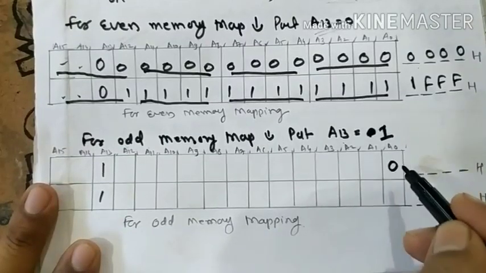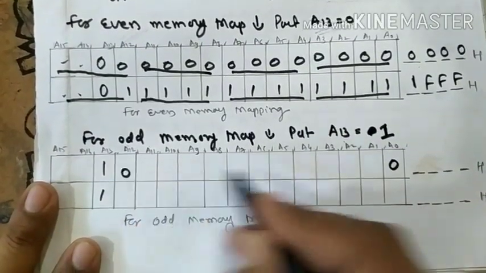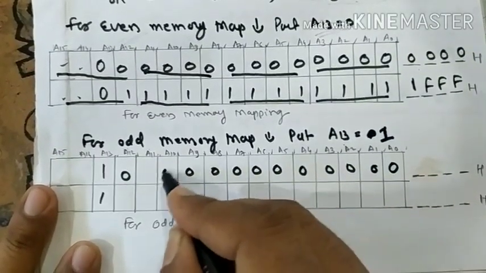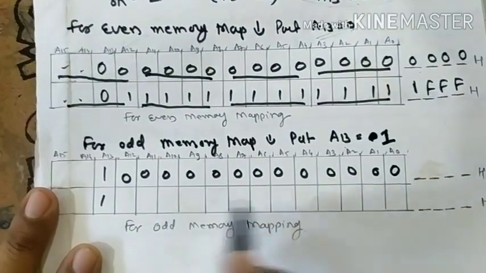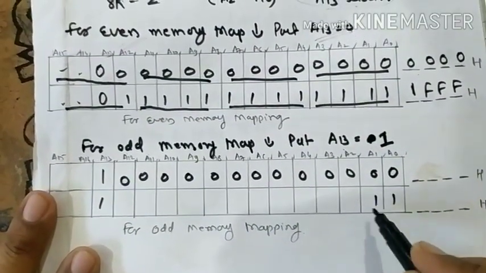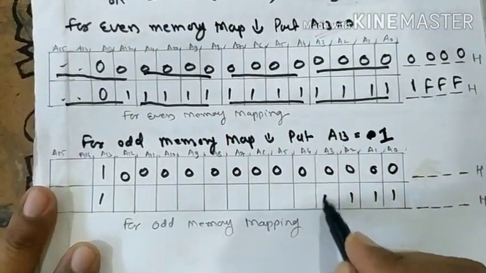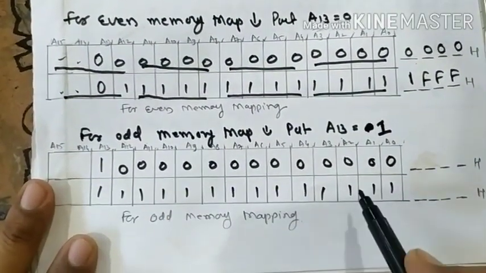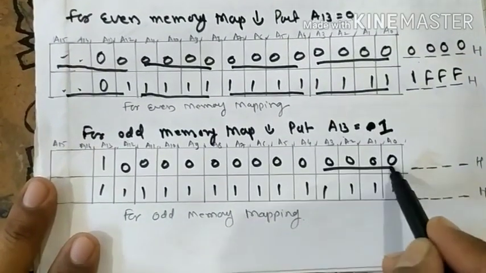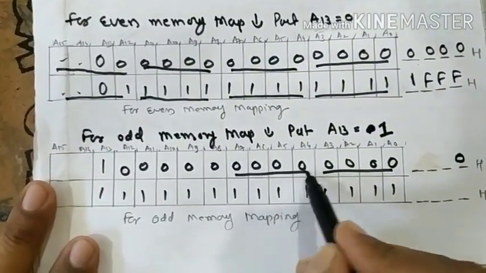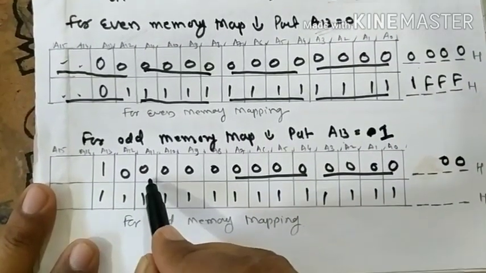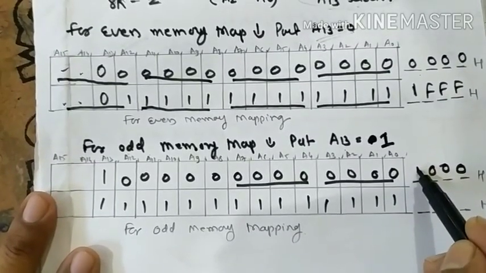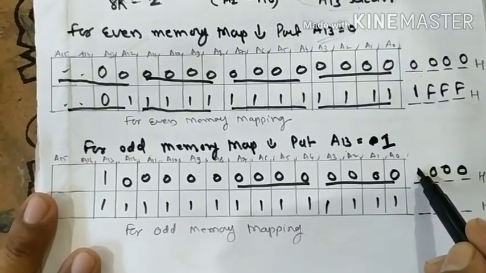So put all zeros from A0 to A12. And for the ending address, we put all A0 to A12 as 1s. So again consider nibbles: 0 0 is equal to 0, then this 0 0 is equal to 0, then again this 0 0 is equal to 0.